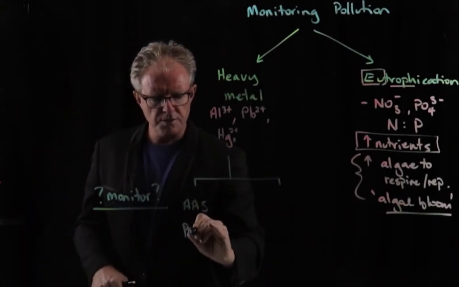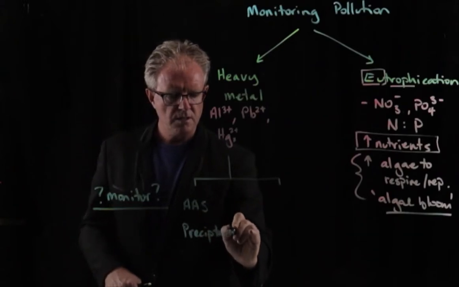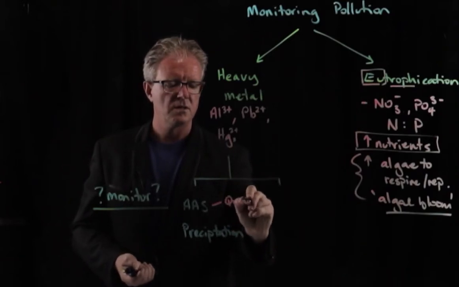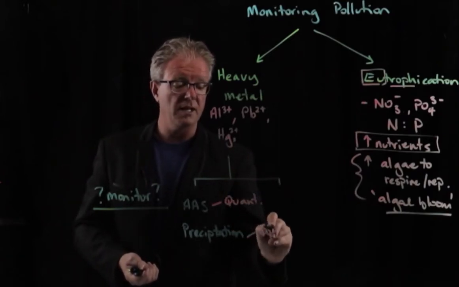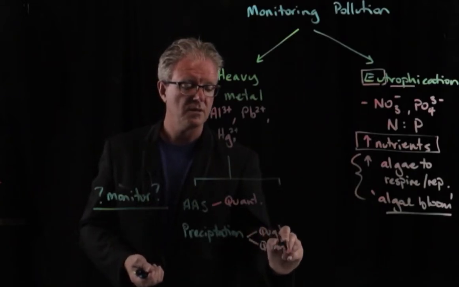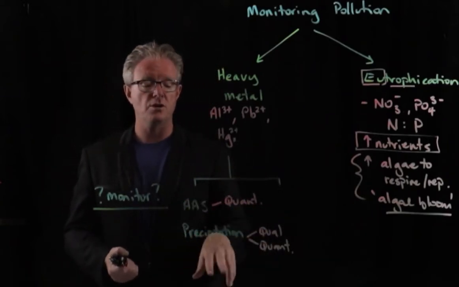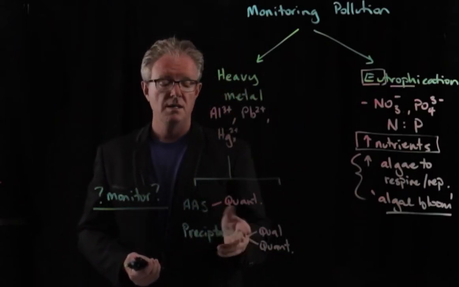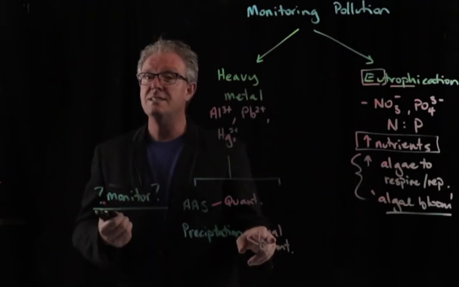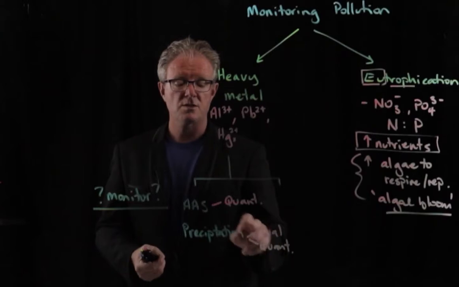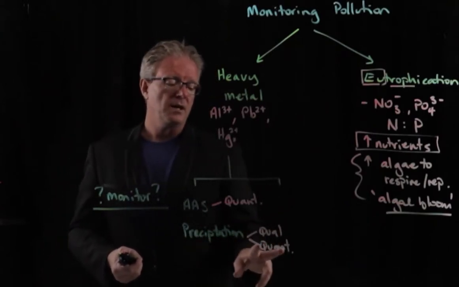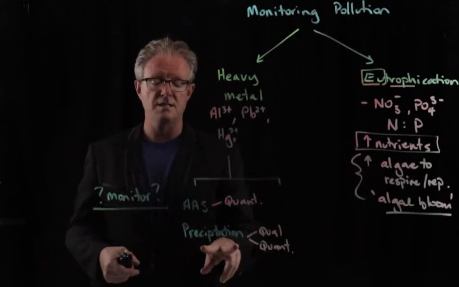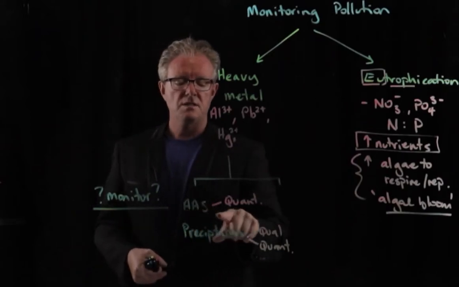We can also do precipitation. This can be qualitative or quantitative. Remember in the previous video, we said that it will tell you the presence or absence of a metal ion. However, it's not very sensitive when we start getting down to small amounts, so that's why atomic absorption spectroscopy is a lot better. We can do it quantitatively: precipitate it, dry it, measure it, and work out by gravimetric analysis how much is there. But atomic absorption spectroscopy is the way to go.